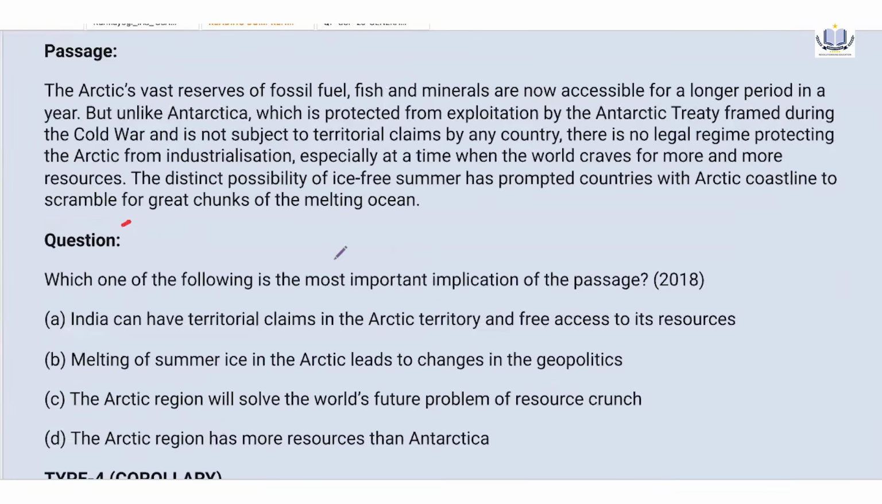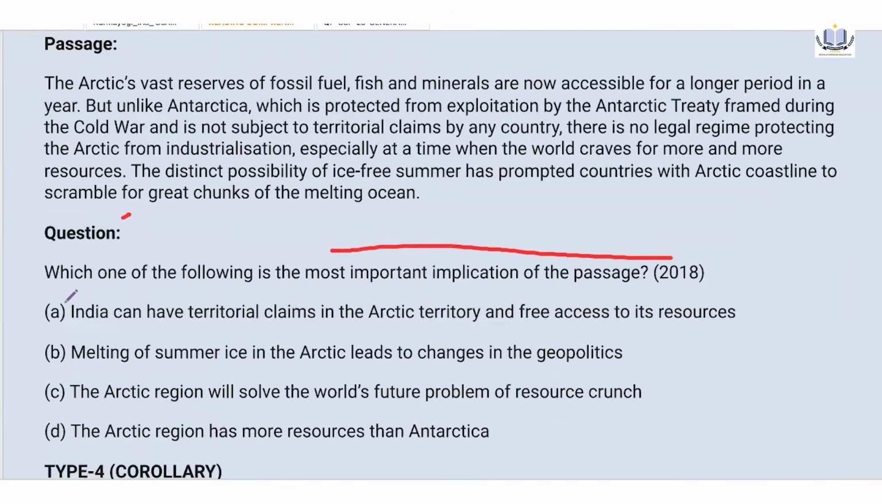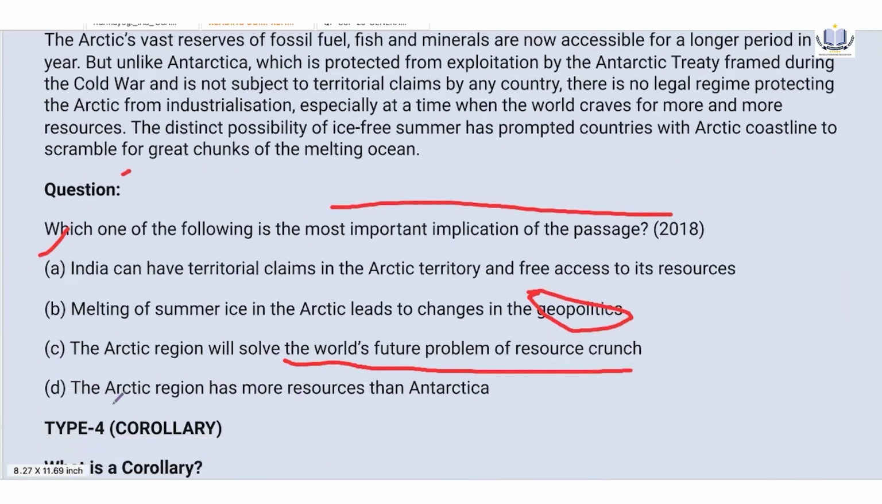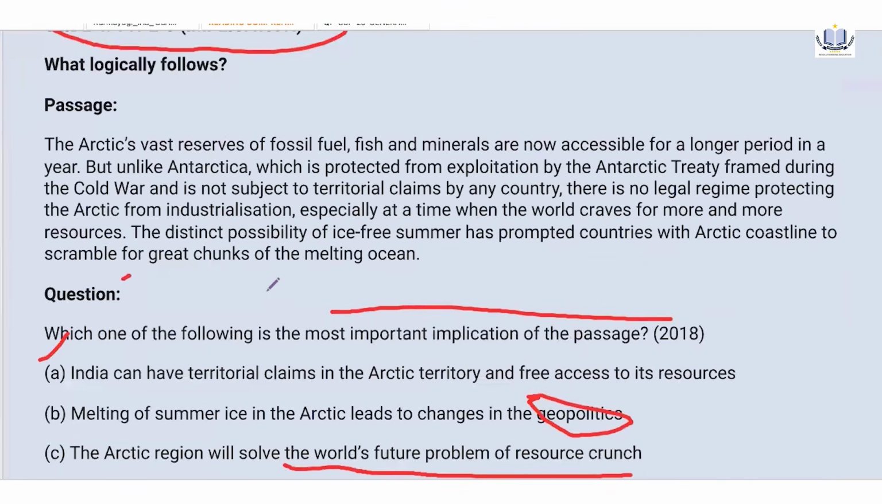Question is, which one of the following is the most important implication of the passage? Option A, India can have territorial claims in the Arctic territory and free access to its resources. Option B, melting of summer ice in the Arctic leads to change in geopolitics. Option C, the Arctic region will solve the world's future problem of resource crunch. And option D, the Arctic region has more resources than Antarctica. Okay, let's speed read the passage.